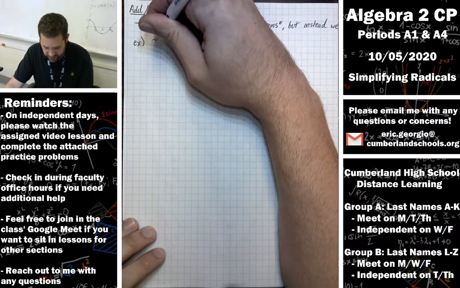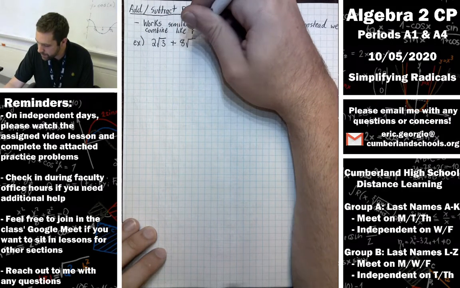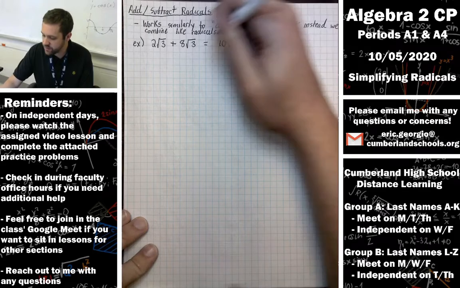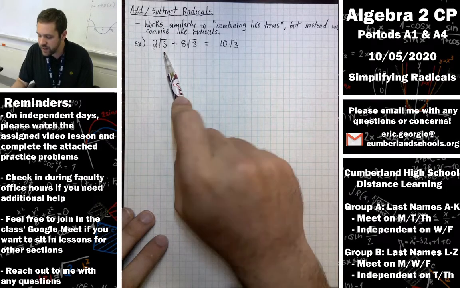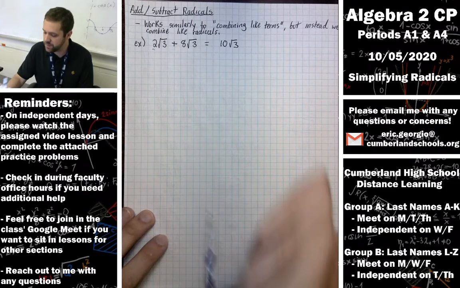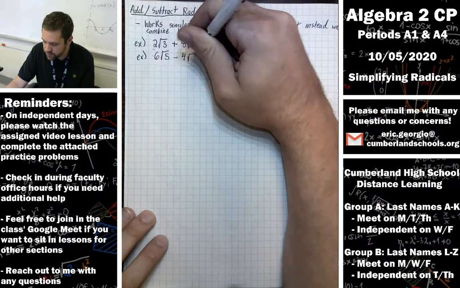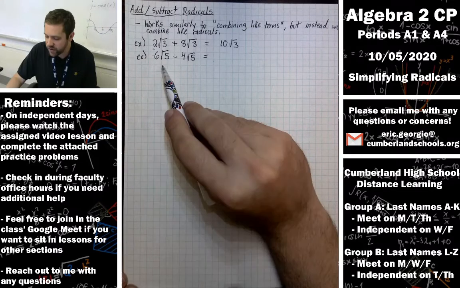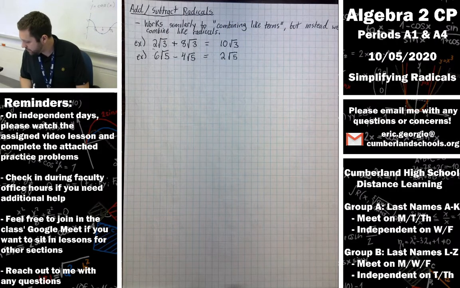Something like this. If I had 2 square roots of 3 plus 8 square roots of 3, well, that's going to total, like I just said, 10 square roots of 3. Okay, because 2 of these plus 8 more of these would equal 10 of those, right? Likewise, it works with subtraction as well. If I had 6 square roots of 5 minus 4 square roots of 5, we would get that this is equal to 2 square roots of 5, right? I started with 6. I took away 4, I now have 2 square roots of 5.